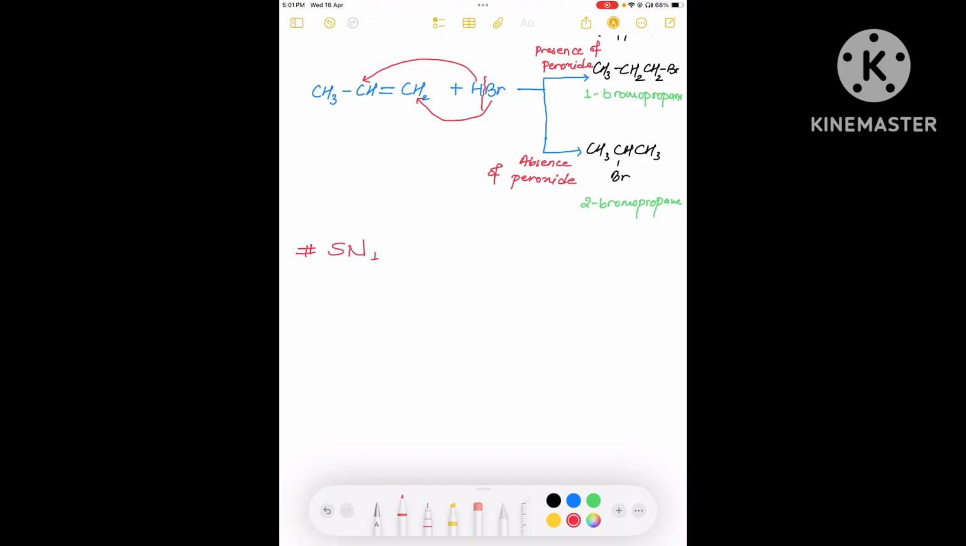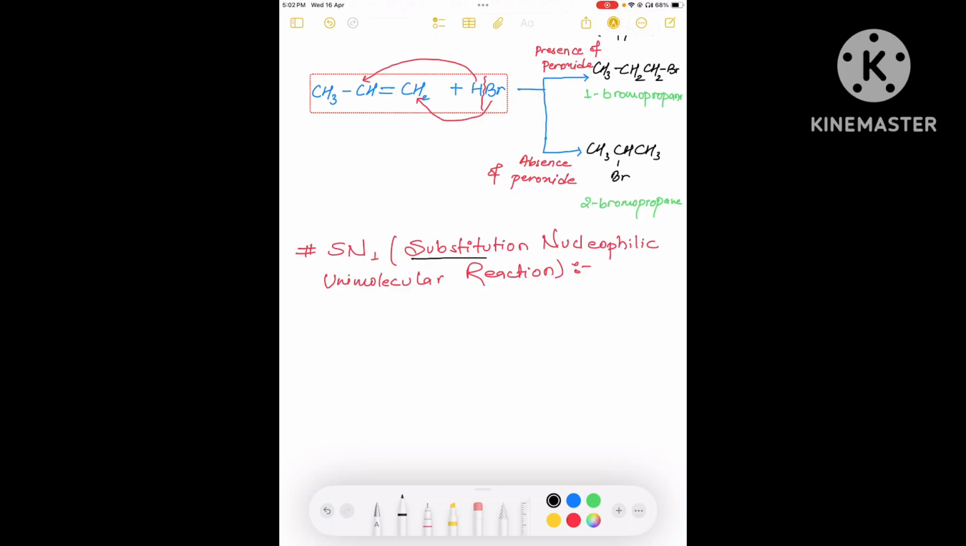SN1, or we also call it substitution nucleophilic unimolecular reaction. So basically, what is substitution? Let me make you clear. Substitution means one of the atoms from the given reactant will be removed, and instead of that, a nucleophile will be taking place of it.